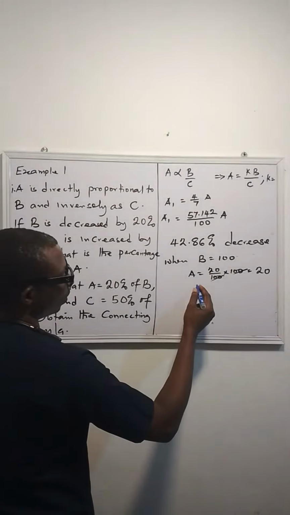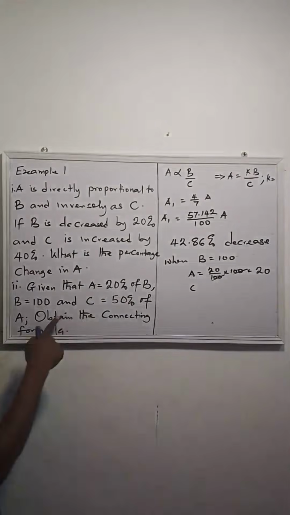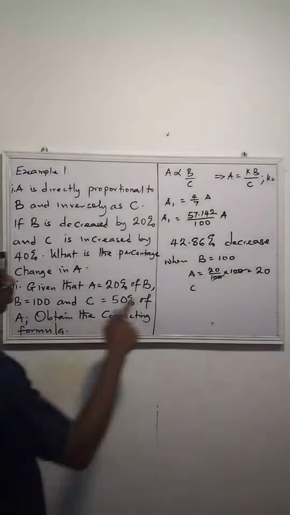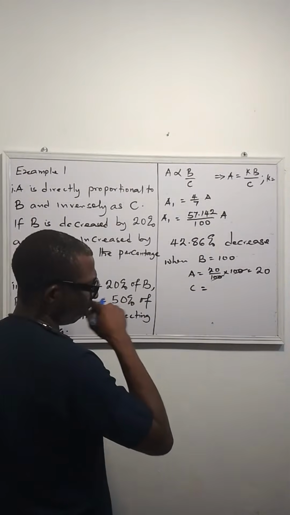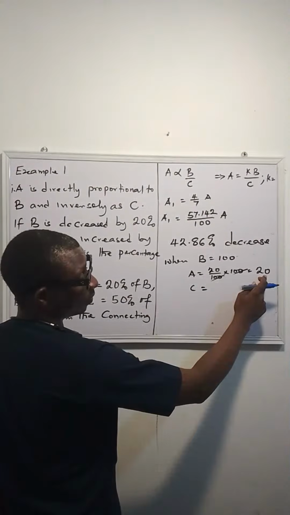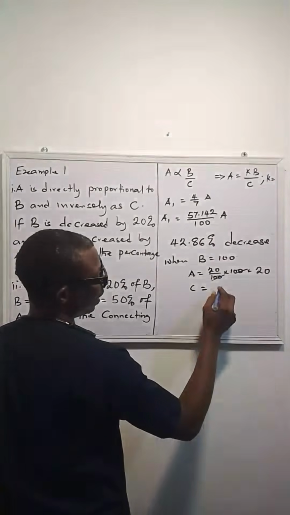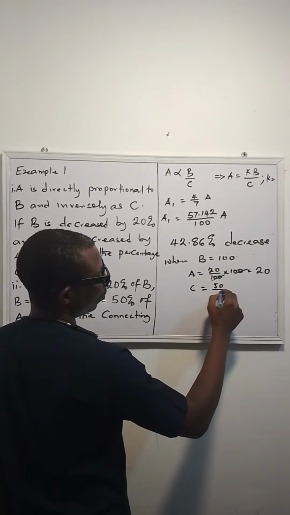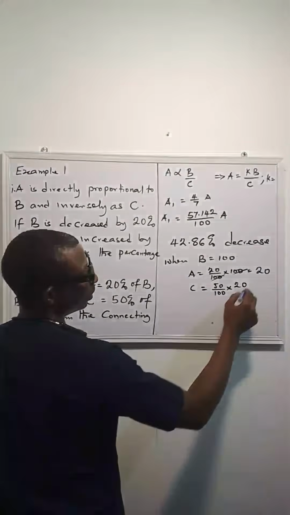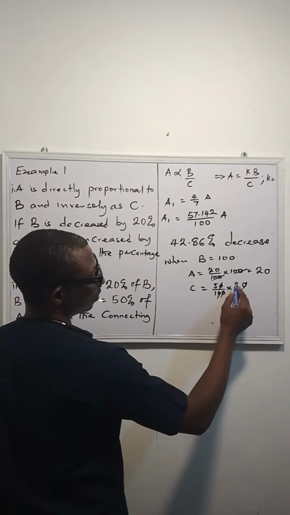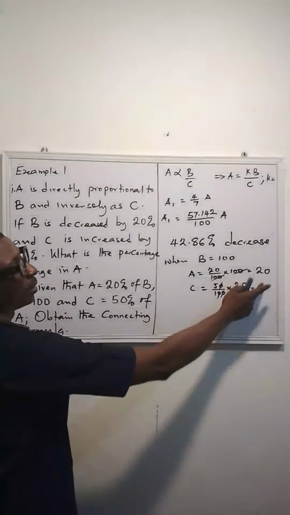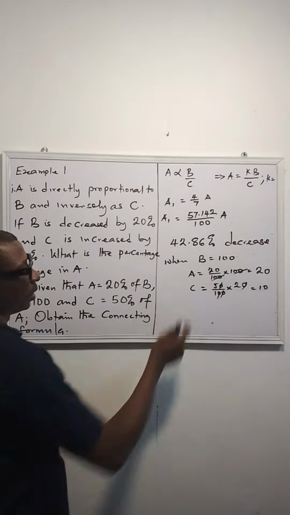Now let's look at the third one, C. What is C? C is 50% of A. So 50% of A is 20, so 50% is going to be 10. So how do we get that? We have 50 over 100 times this. So this cancel this cancel this. So 5 times 2, that gives you 10. All right, so we have A to be 20, C to be 10, and B is 100.